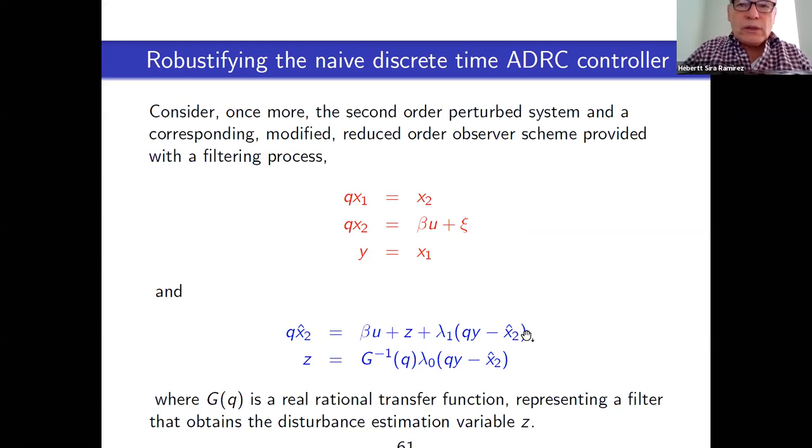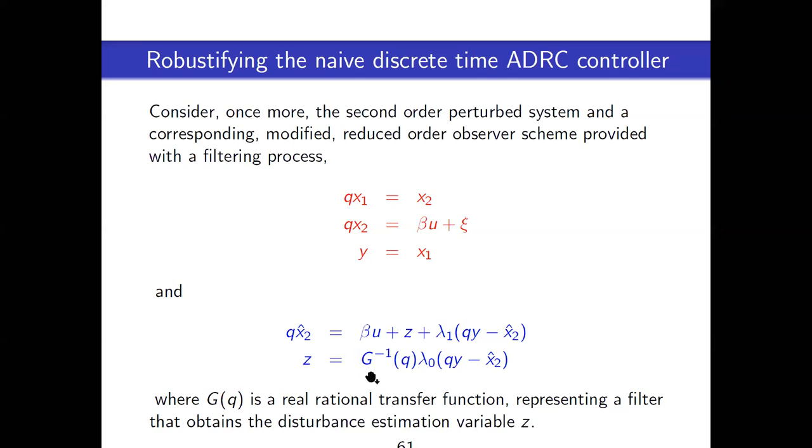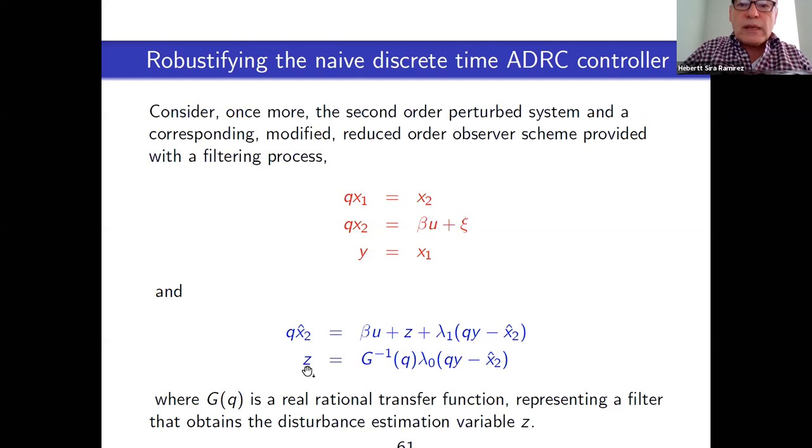So we have a reduced order observer with a fake output, which is the advance of the output. And this would be the natural form. We copy the dynamics of the system. We replace the disturbance by an estimation variable Z. And now we put some filter in front of the expression that we would like to have for C. So we use the same endogenous injection as a correction factor, and we put here some kind of filter, which will generate the disturbance estimate.